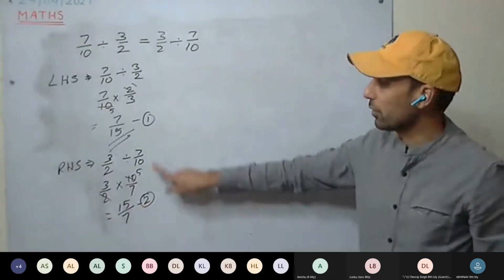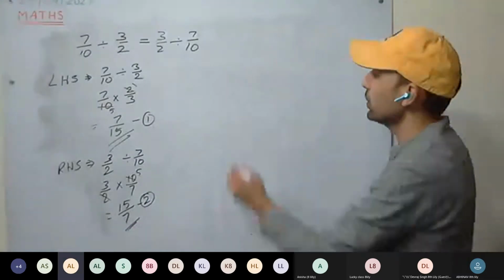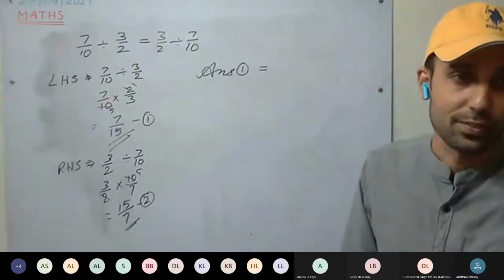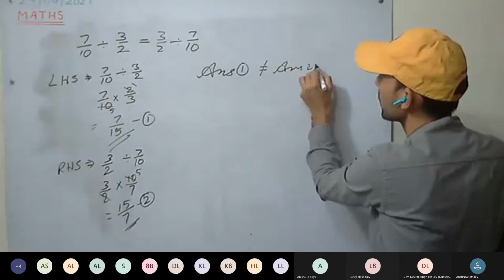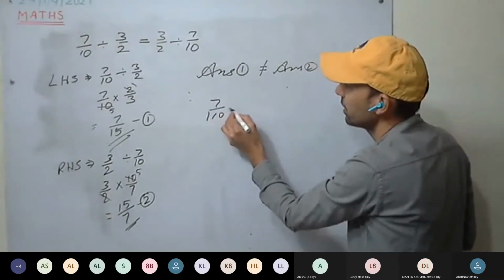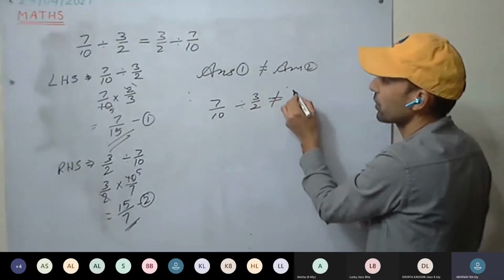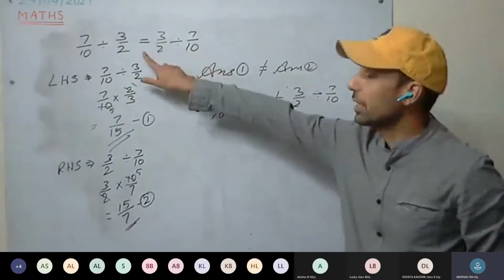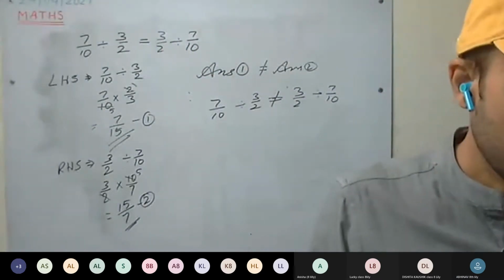Now Abhinav, tell whether the first and second answers are the same. No, sir. So Devraj, is it true or false? Sir, false. Answer 1 is not equal to answer 2. Therefore, the left hand side is not equal to the right hand side, so 7 upon 10 divided by 2 upon 3 is not equal to 3 upon 2 divided by 7 upon 10. So the given equation is false. Understood this one?